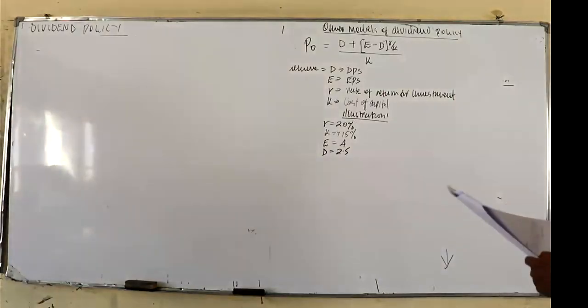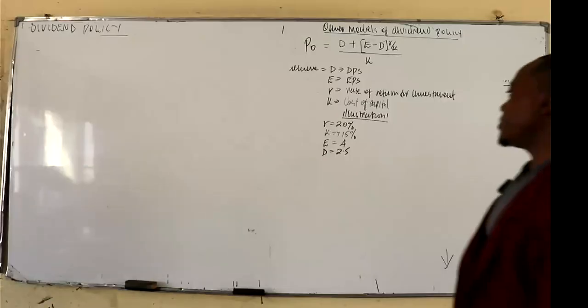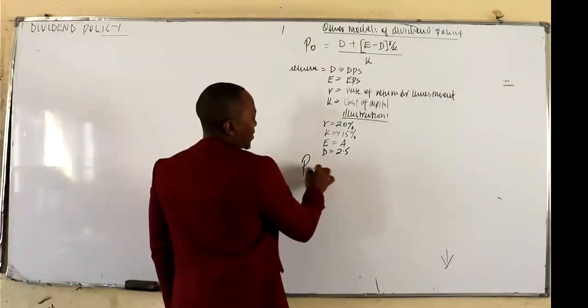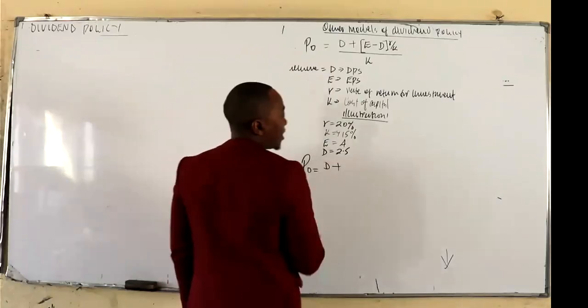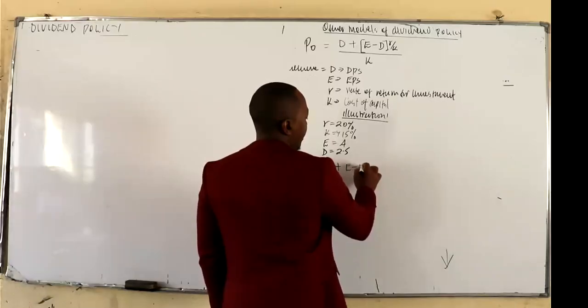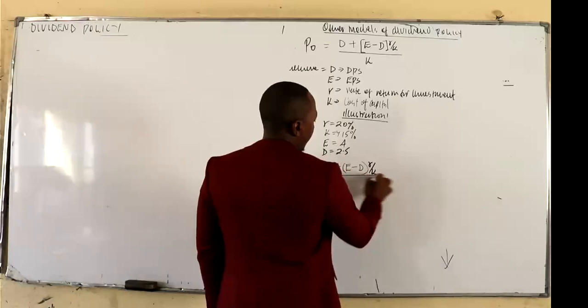Required: using the James Walter model, determine the value of the share. To get the value of the share, P0, take the dividend per share and add the retention per share, that is the earnings per share minus the dividend per share, multiplied by R over K.